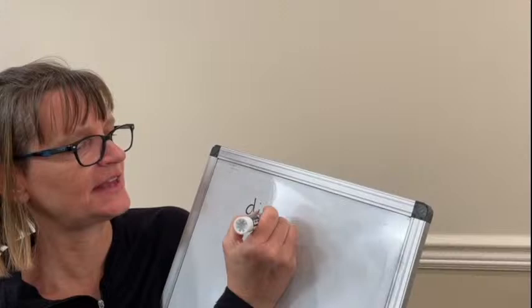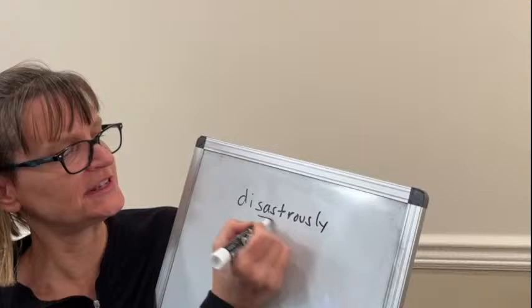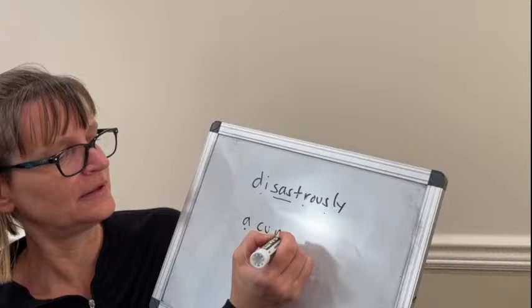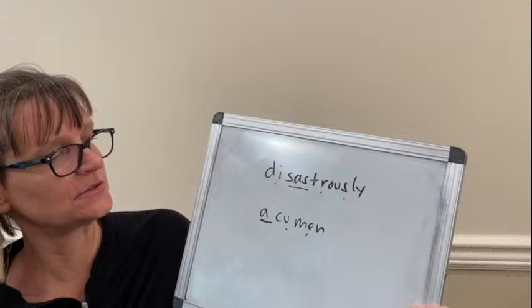Okay, so for disastrously, we have second syllable stress. So disastrous or disastrously, second syllable stress, disastrously: short, long, short, short. And then acumen, first syllable stress: long, short, short. Acumen, disastrously. Hope that's all you wanted to know.